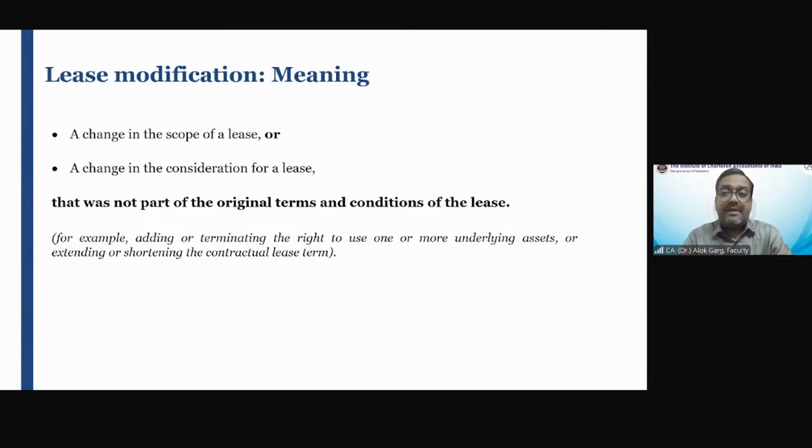But the main principle to consider these changes as a modification is that these changes should not form part of the original terms and conditions of the lease, right? If the increase or decrease in the lease term, or the increase or decrease in consideration, is part of your original terms and conditions of the lease, then it will not qualify as a lease modification, and you would have already considered the increase or decrease in your present value of lease liability calculations. Correct?